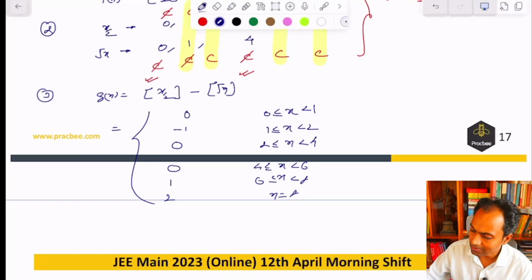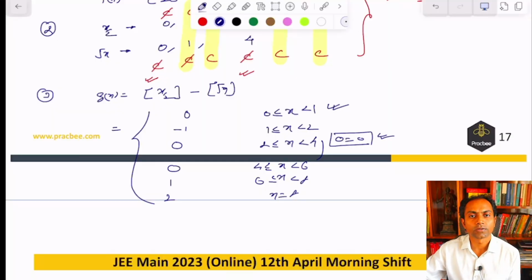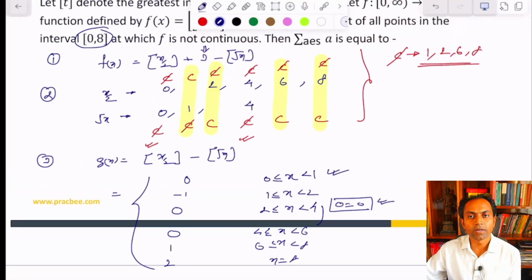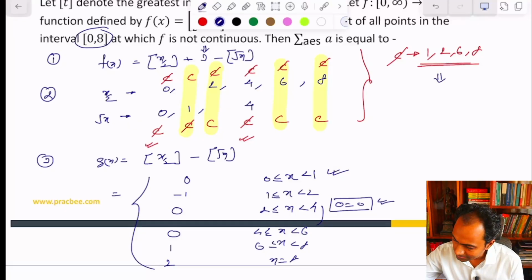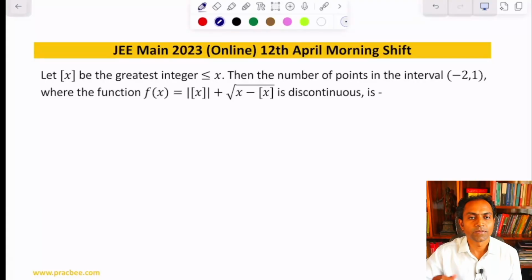So you can clearly see that we only needed to check the value at 0. Here it is continuous. And then at 4, you can see that the LHL and RHL both are 0. So this is also continuous. So this is sorted. You can see that ultimately we are left with the same 4 points that we started with. What they want to ask us is the sum of these 4 points. So 1 plus 2 plus 6 plus 8. This comes out to be 17. This is the answer to our question. Now a similar technique can be applied in this 2023 question.